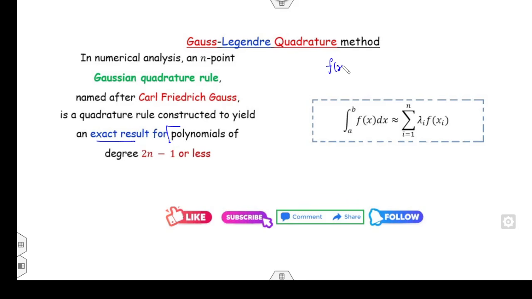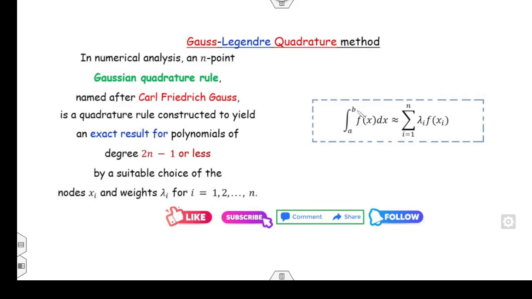That means you can find the value of f like a0 plus a1x plus a2x square and so on. So our target is to find the approximate value of the integrations. We can approximate the functions with the help of a polynomial of degree at most 2n minus 1. But the most important thing here is the domain.